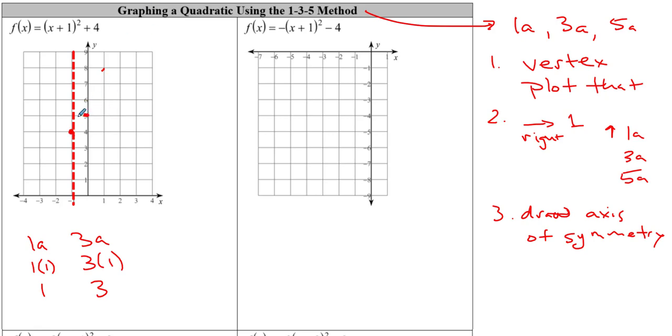So this is our vertex. So this point right here is 1 hop away from the axis of symmetry. Let's go 1 hop away over here. And then our next point is 2 hops away. So we're going to go 2 hops away on the other side. And then boom, we're done. We have all we need to draw our parabola.